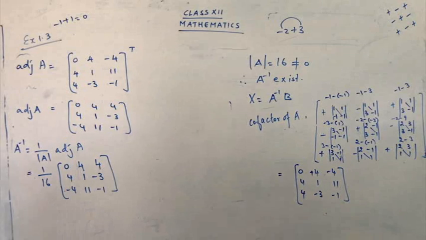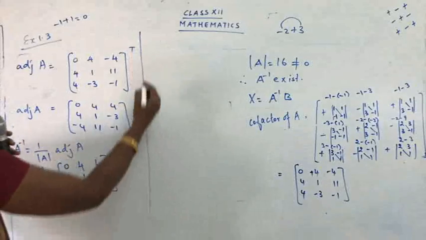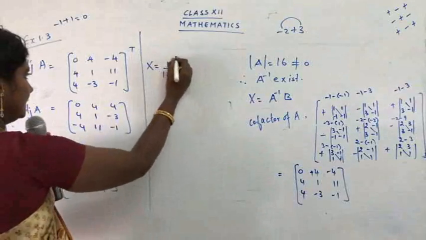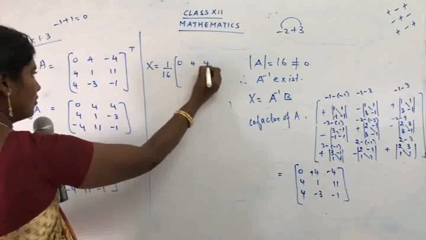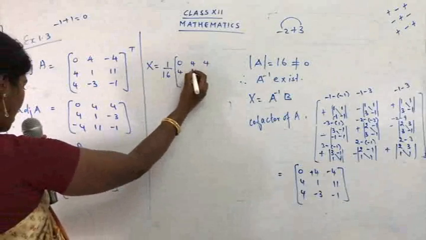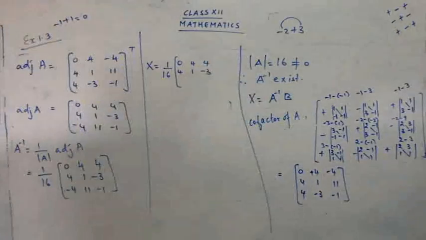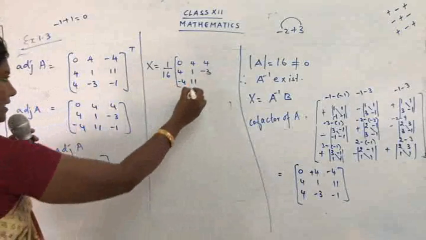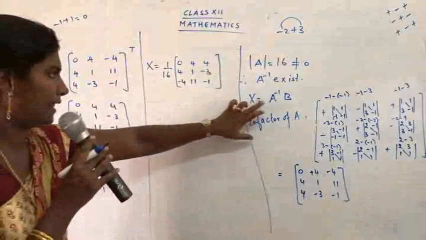Okay, now let's substitute the value for A inverse in the formula and let's try to get the value for x. So x is equal to A inverse. Yes, write the value for A inverse. 1 upon 16, [0, 4, 4; 4, 1, minus 3; minus 4, 11, minus 1]. Yes, children. And one more thing is left. Yes, x is written. A inverse is written.